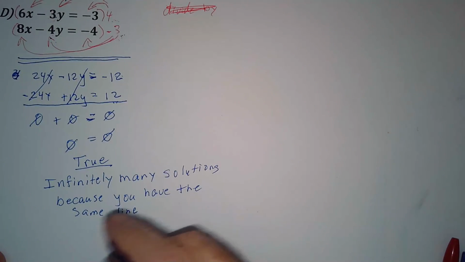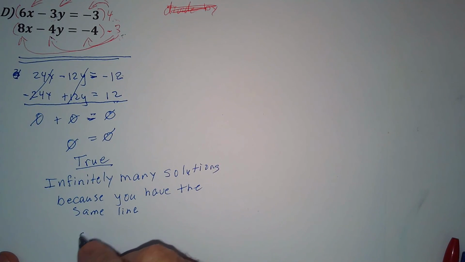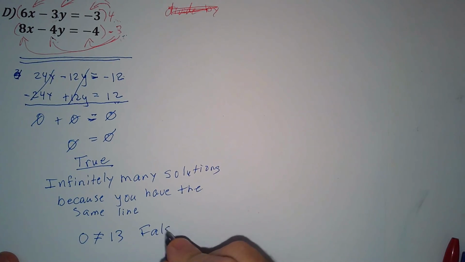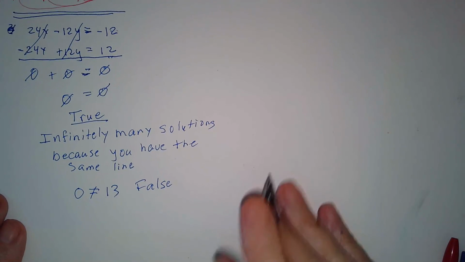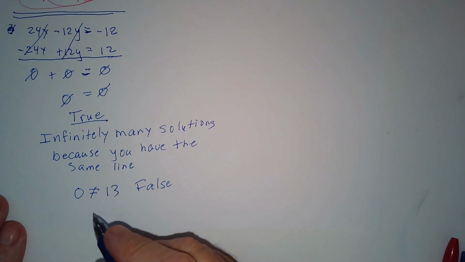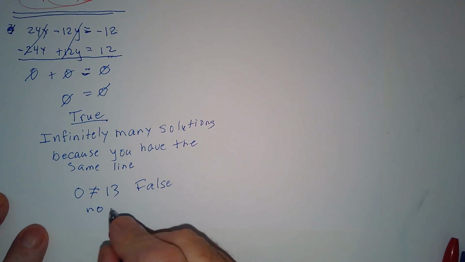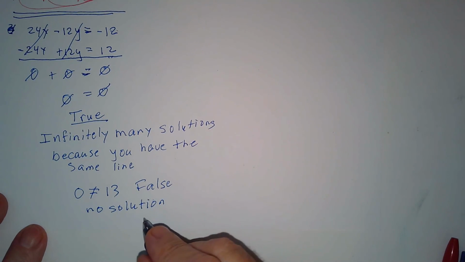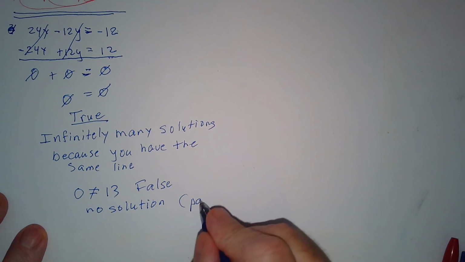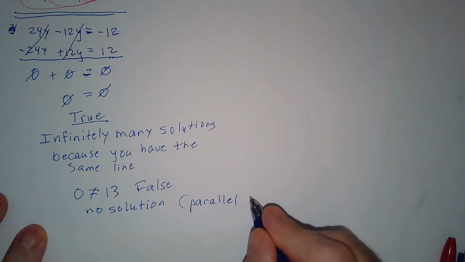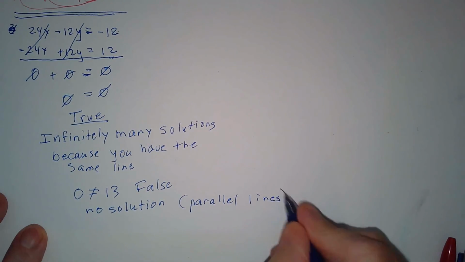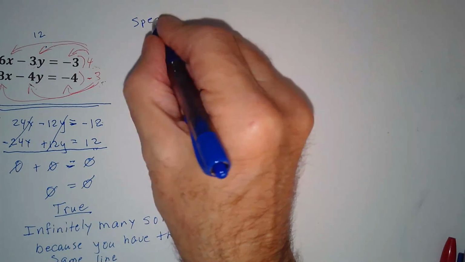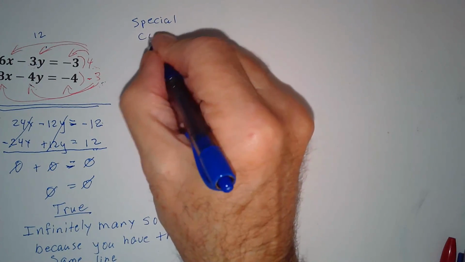All right. Now, if you had something like 0 is not equal to 13, that would have been false. And remember, when you get situations like that, there's no solution. And that's a parallel line situation. So these are special circumstances. This is a special circumstance or special condition.